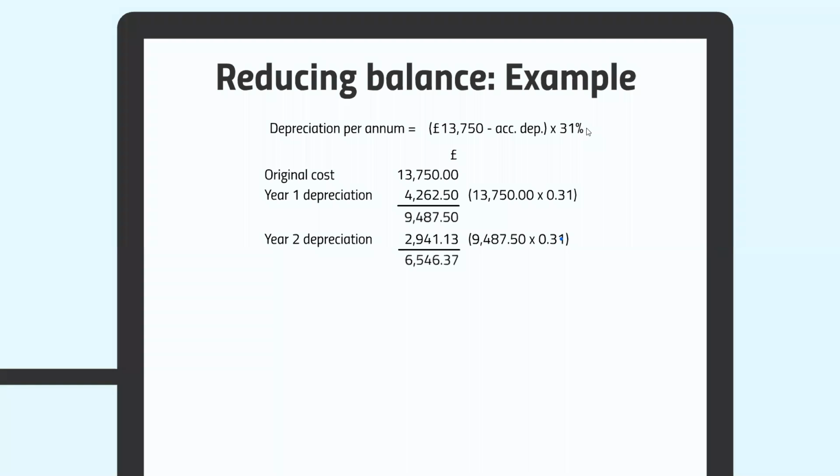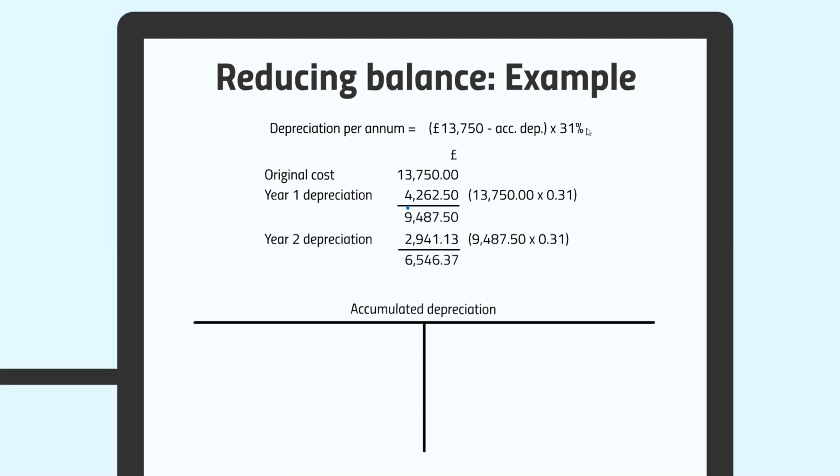And as we talked about, the reducing balance sees a reducing depreciation charge per year in line with the way in which the asset's useful benefits are generated. Okay, so we have a lower depreciation charge in year two than we do actually in year one.